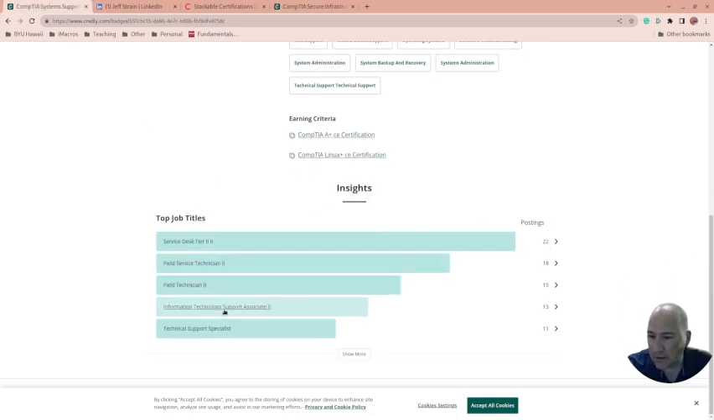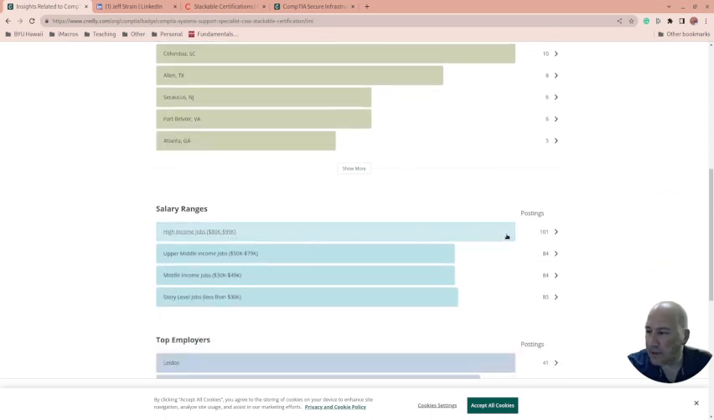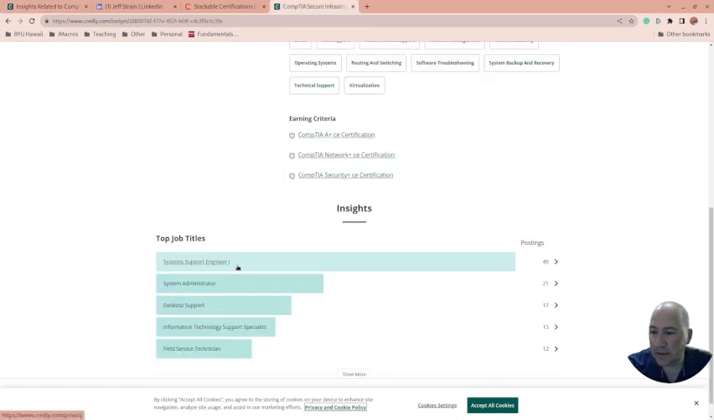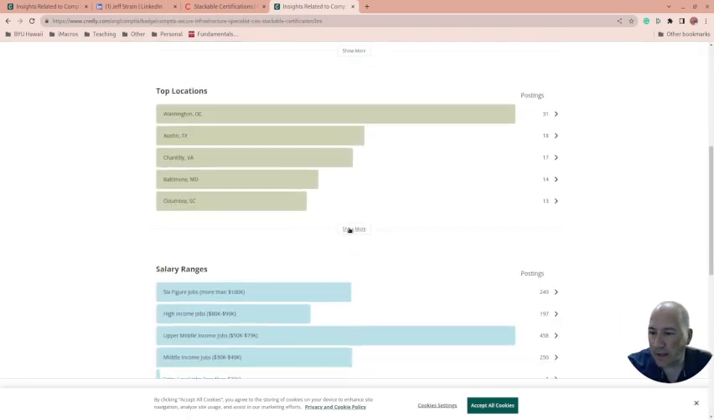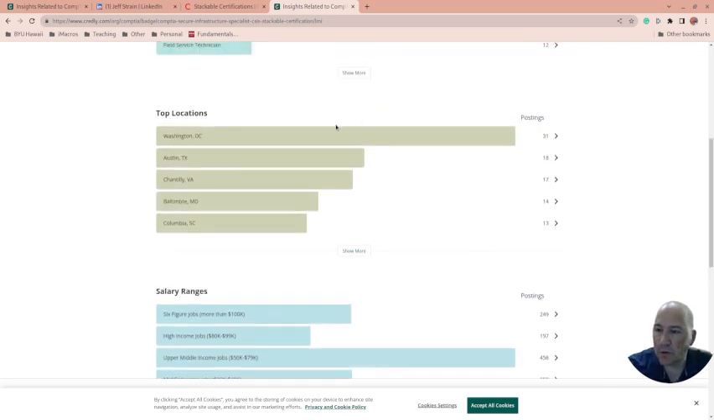Now let's look at this one and see what the salary range is. So it looks like it's mostly, wow, it's really varied, about even all the way across the board. But if we come here, let's look at a system support engineer. And we look at its jobs. So there's a lot more of them, but they're mostly around this range. Okay, so cool.